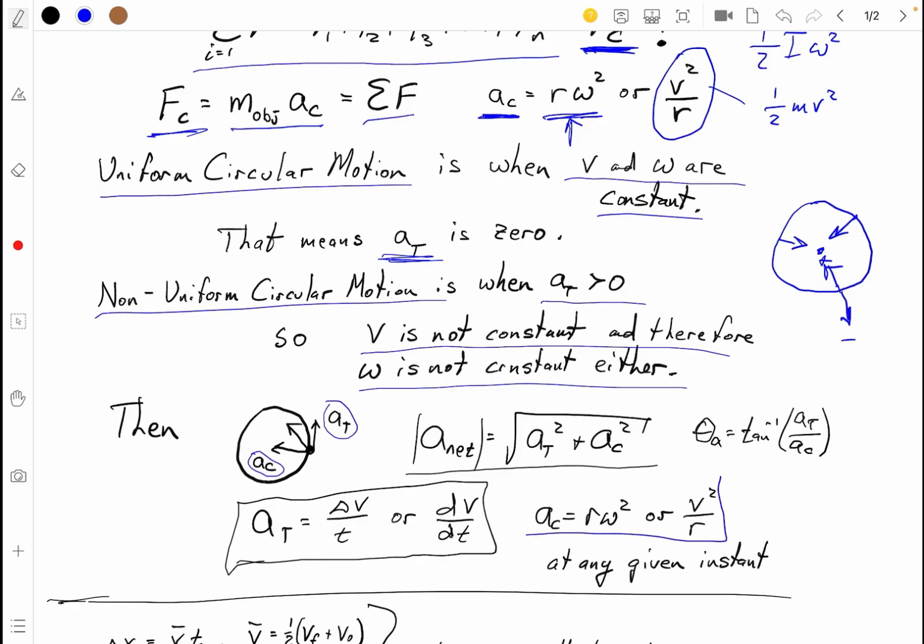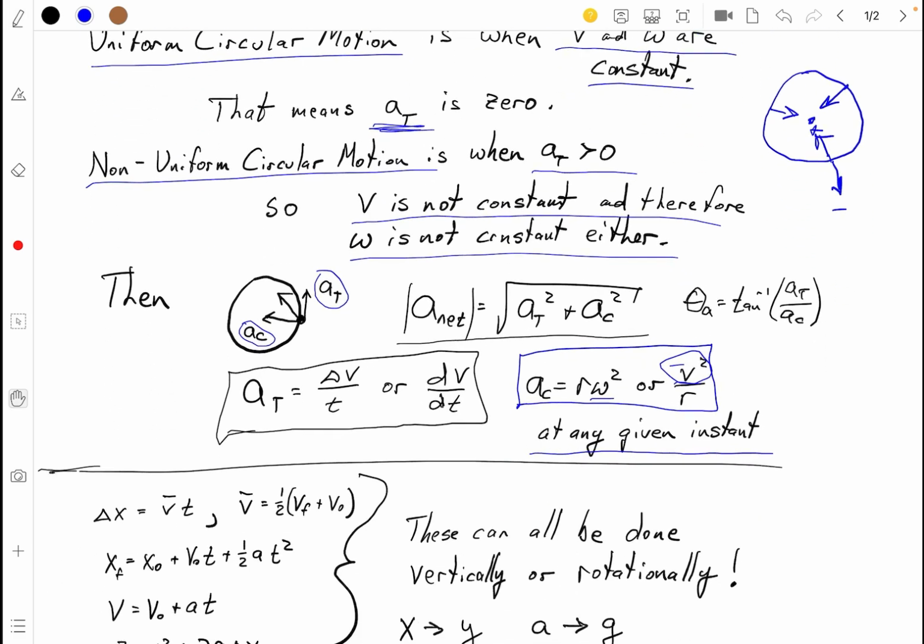AC equals this. Now, if AT is changing, then that means these guys are changing, right? If those guys are changing, then you have to do it moment by moment, right? You have to know exactly at what point you're dealing with, and then you can work with this problem. Okay.